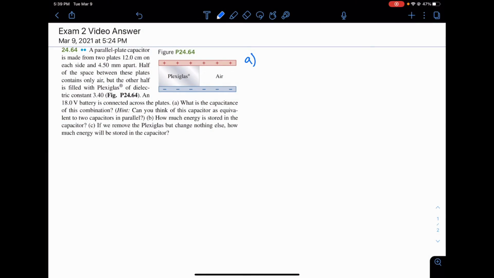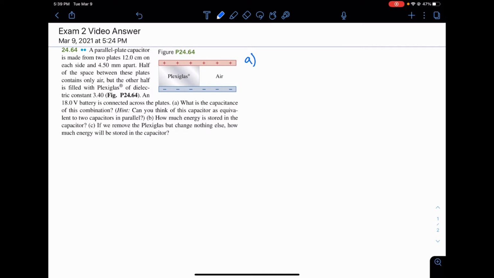Okay, so we're going to start with 24.64, and it says a parallel plate capacitor is made from two plates 12 centimeters apart on each side and 4.5 millimeters apart. Half of the space between these plates contains only air, but the other half is filled with plexiglass of dielectric constant 3.4. An 18-volt battery is connected across the plates.